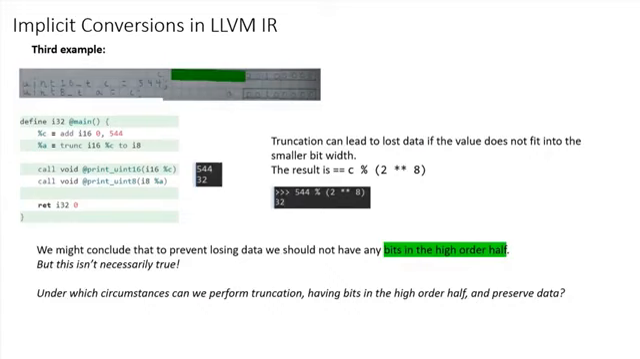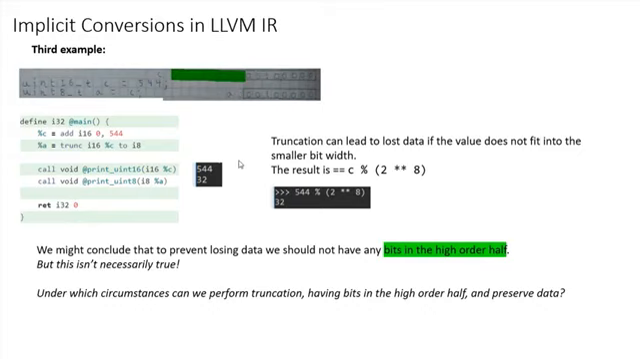Now let's go for our third example. Here we are performing a truncation from a 16-bit integer into an 8-bit integer. And here we have this bit set in the higher order bits. And this number happens to be 544 that we're assigning to the original 16-bit value. So the point here is that truncation can lead to lost data if the value does not fit into the smaller bit width, because there's nowhere for these higher order bits to go when the bit width is reduced to 8 bits only.